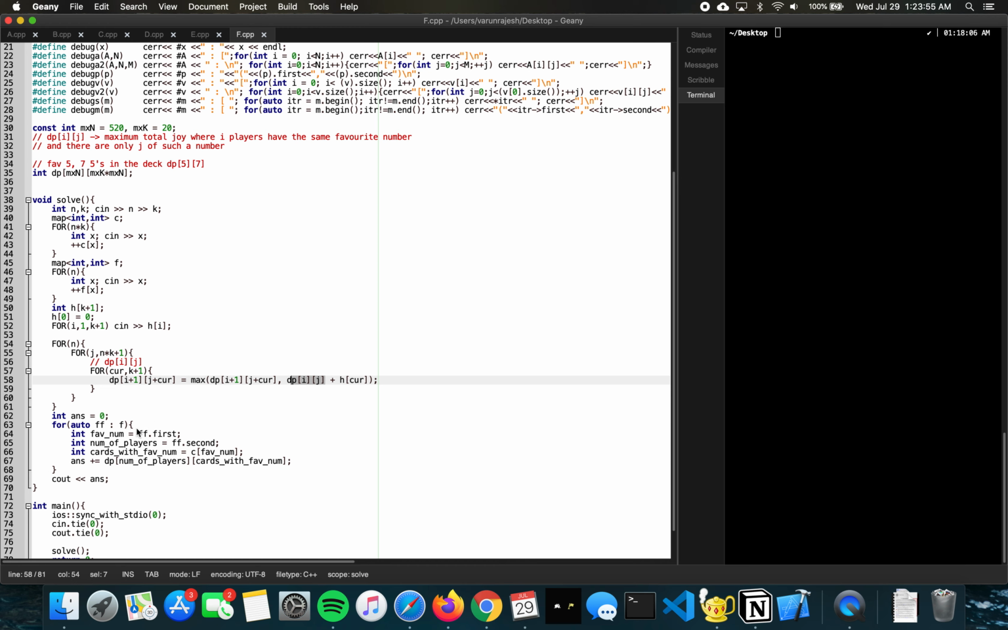And then in the end, we just go through the favorite numbers. We find the favorite number, the number of players with that favorite number, and then we just take dp of the number of players that have that favorite number and the number of cards with that favorite number.